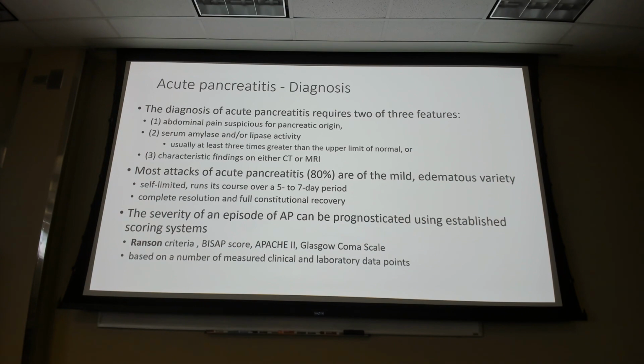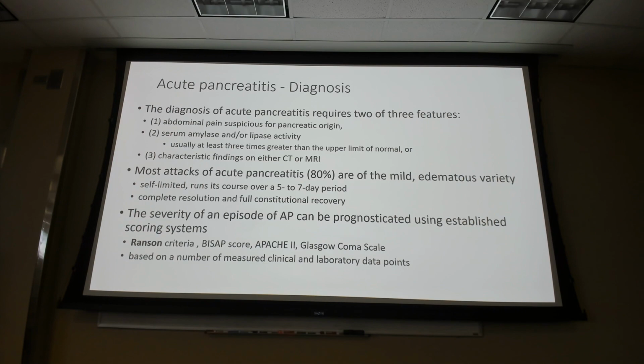And then most of these are mild, so like 80% are mild, just edematous. They are usually admitted to the hospital because of the PO intolerance and their significant hypovolemia. And we just monitor them, give them IV fluids. Sometimes if they're PO intolerant for a prolonged period, we may put an NG tube in them.